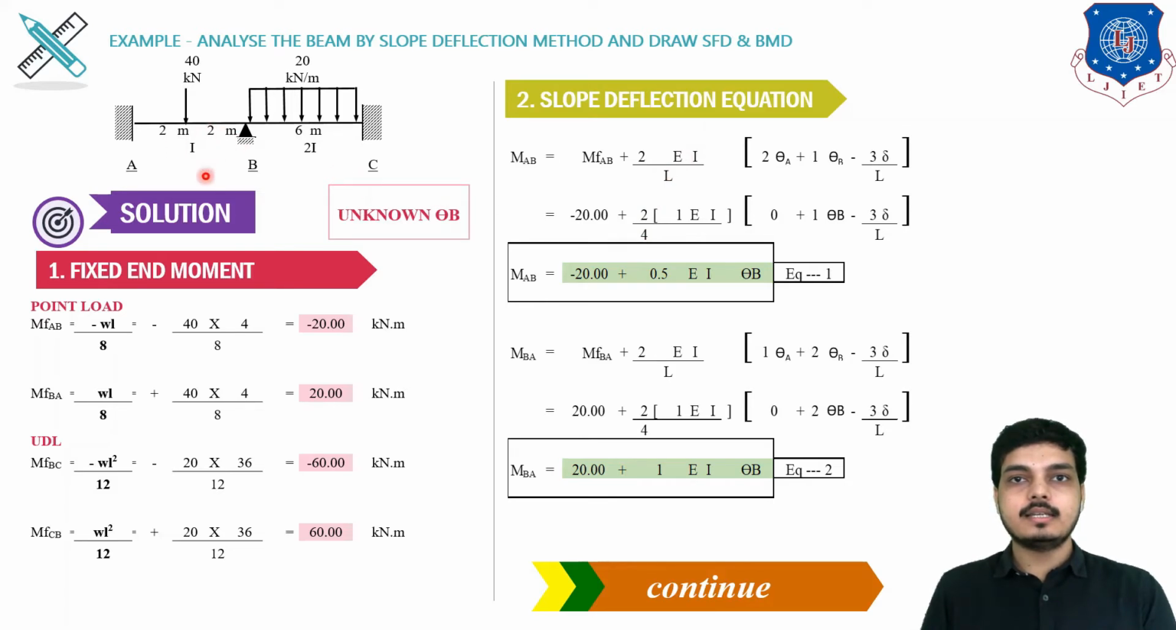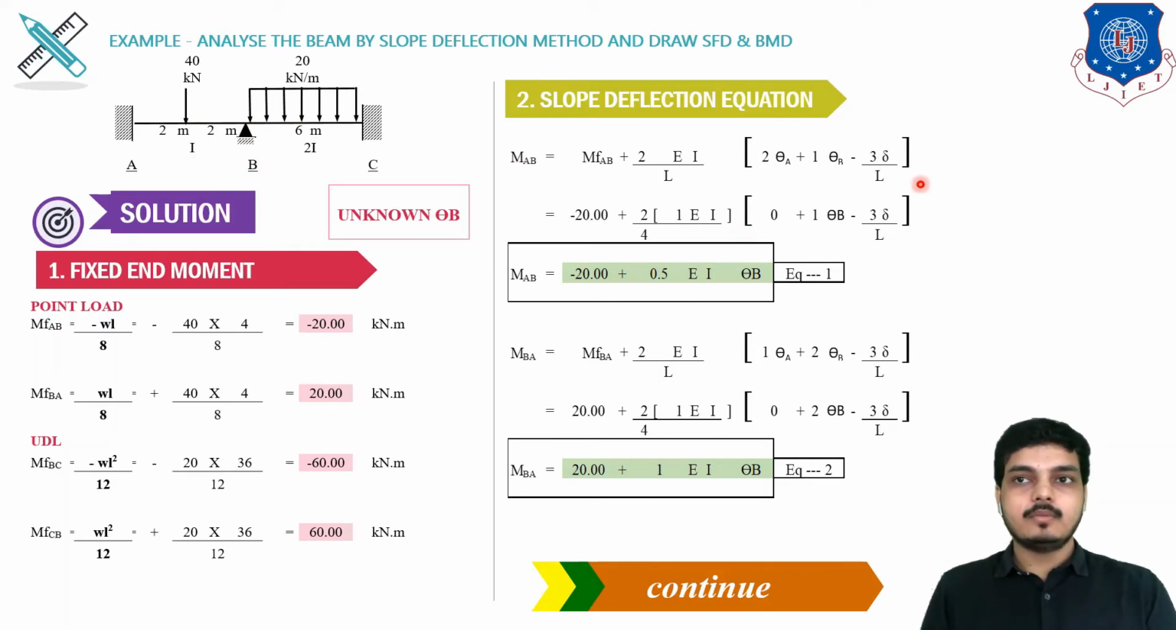Here you can see there is one I value, so 1 multiplied by EI. The number of I's given means the moment of inertia given: if 1 is given, place 1; if given 2, then place 2, and so on. So here for the AB span it is only 1, so keeping 1 EI.